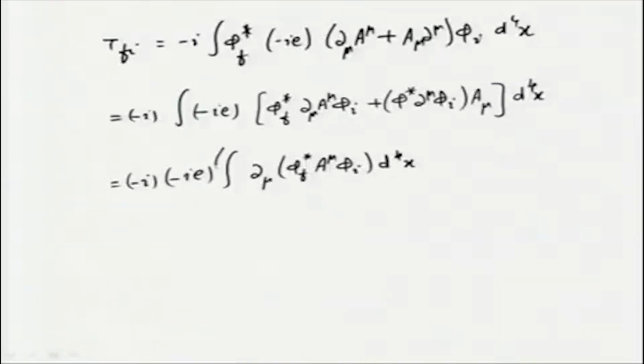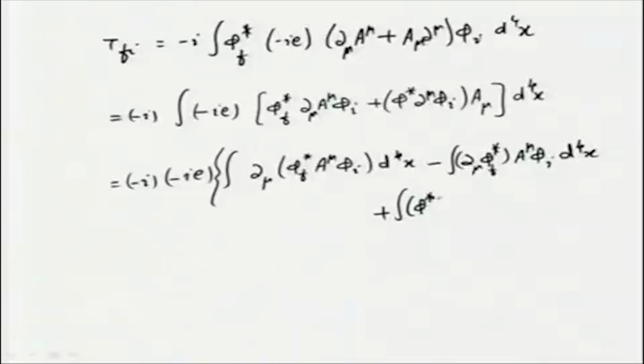d4x. So, let me split this. From this term, to get the first term in the earlier line, we had to subtract ∂_mu phi f star a^mu phi I d4x, and then the remaining term, integral phi star ∂_mu phi a^mu d4x.